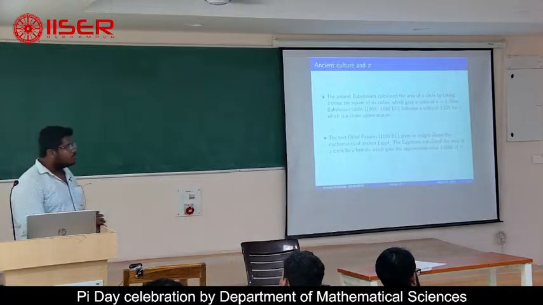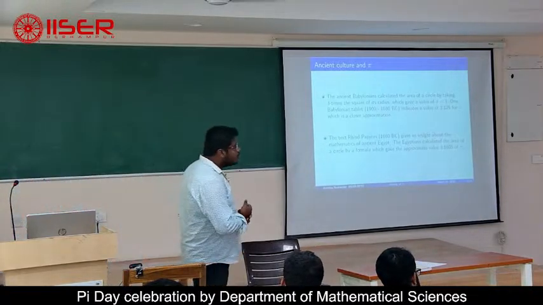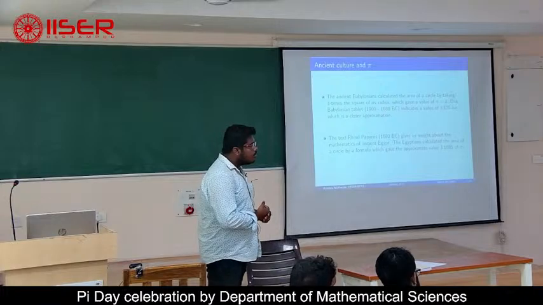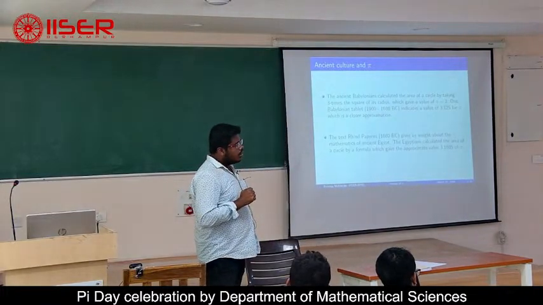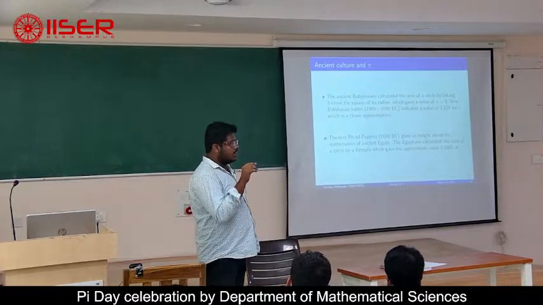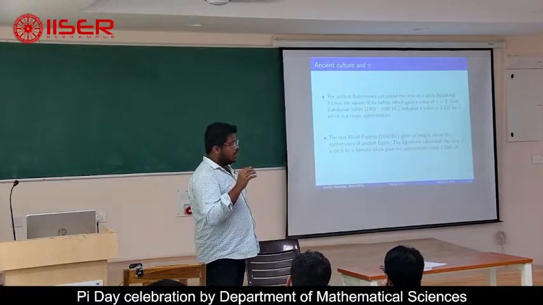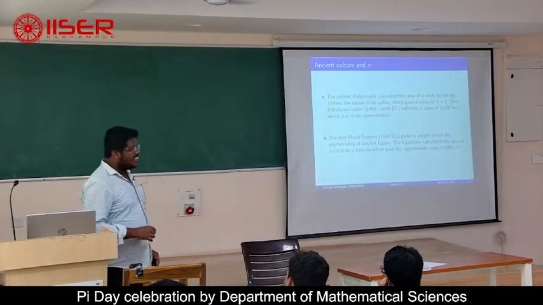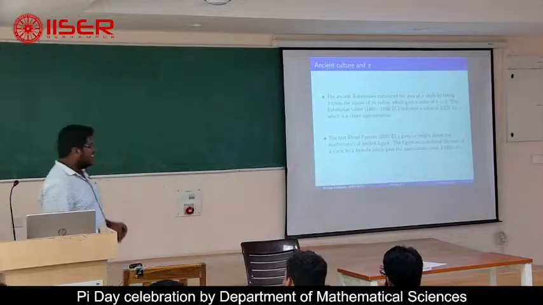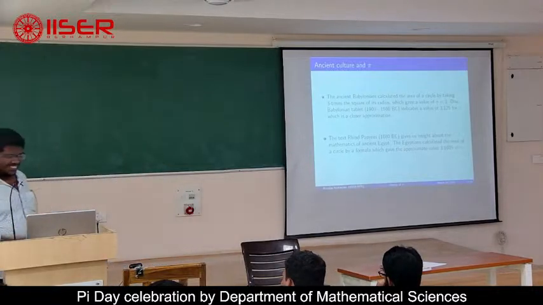Yes, sir. Was the area of the circle taken to be 3 r square, or was it pi r square, where pi can be taken around 3? They fixed the radius and calculated the area, and it came to 3 r square. Pi r square appeared later.